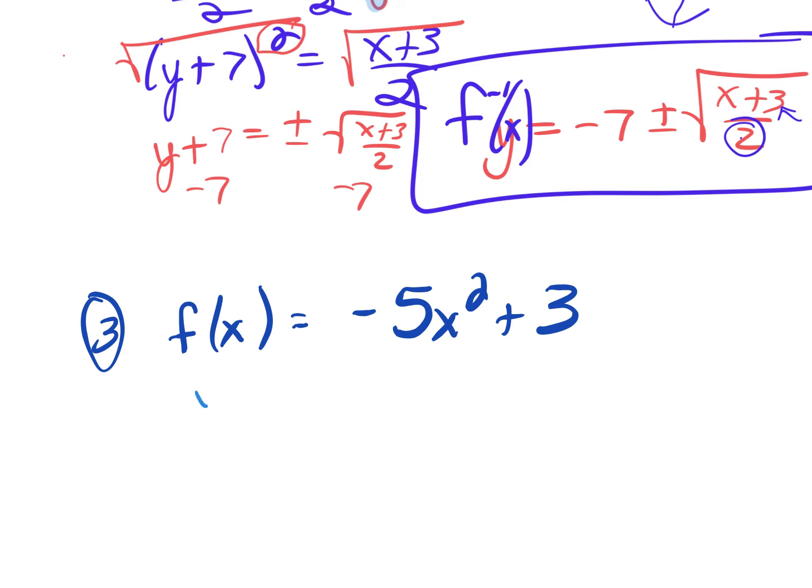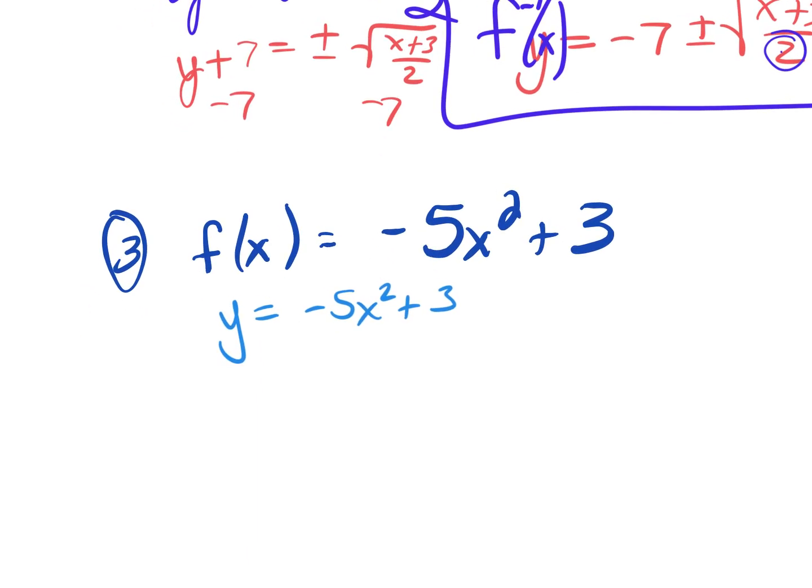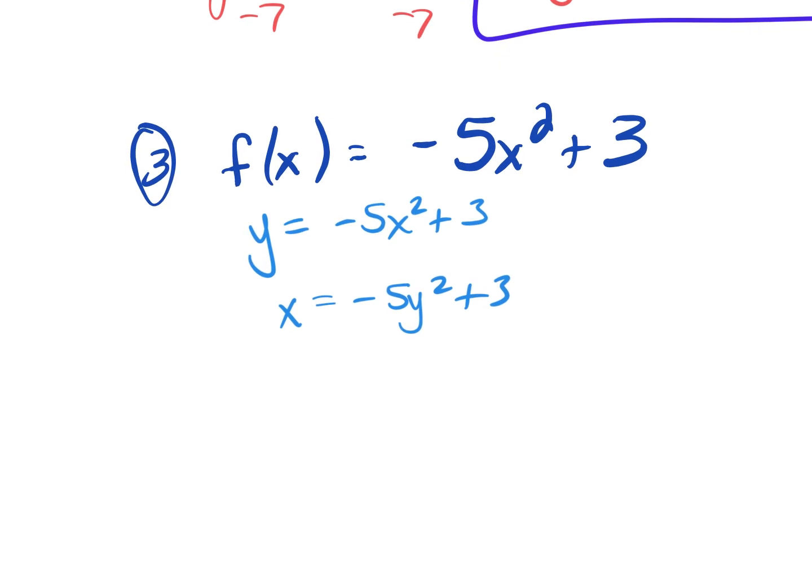So we're going to switch x and y. So y equals negative 5x squared plus 3. I'm now going to switch the places of x and y. So I have x equals negative 5y squared plus 3. Now we work on isolating y. So I'm going to subtract 3 from both sides.